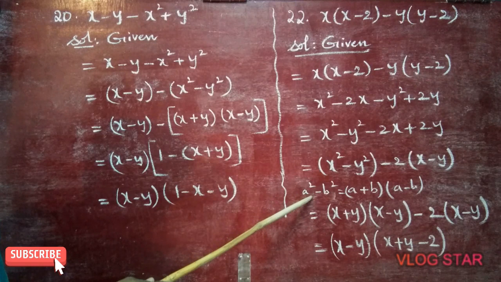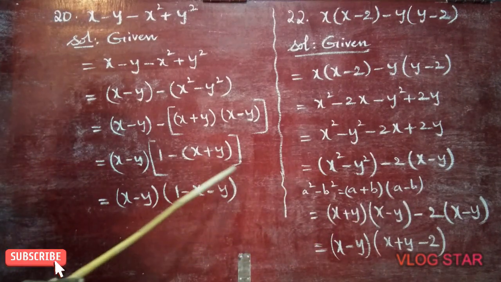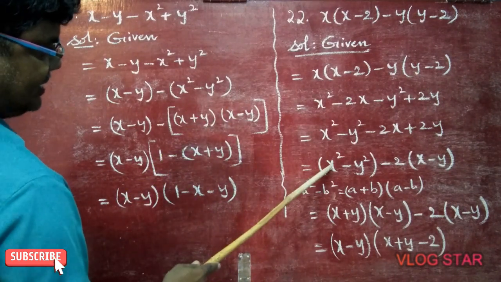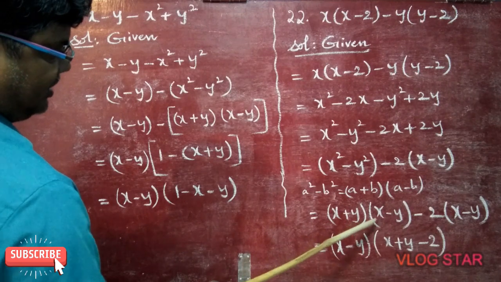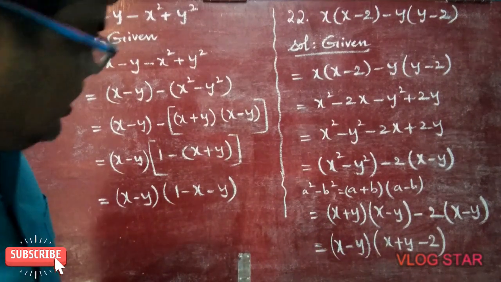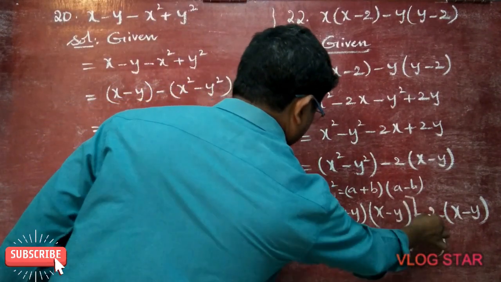Again the formula: a² − b² = (a + b)(a − b). Always you have to mention the formula. Here also you have to mention the formula. So be careful. I am writing this x² − y² as (x + y)(x − y). So keep this. This is the first term.